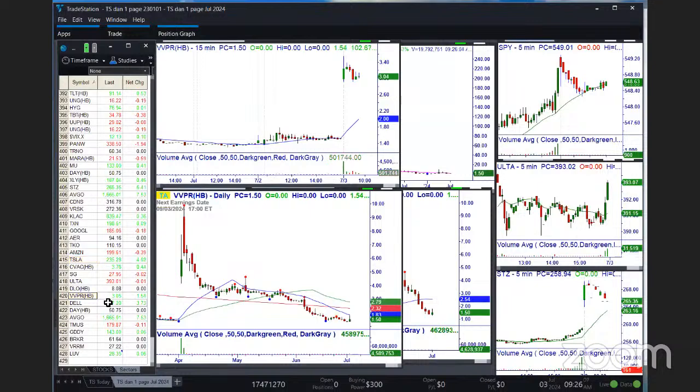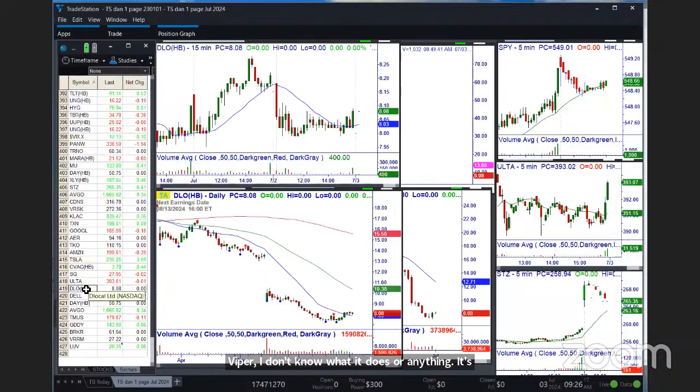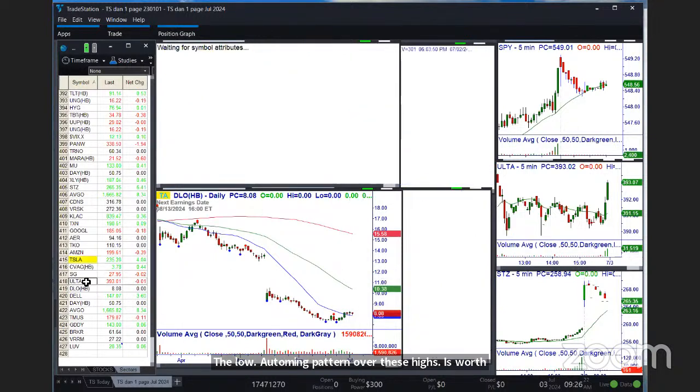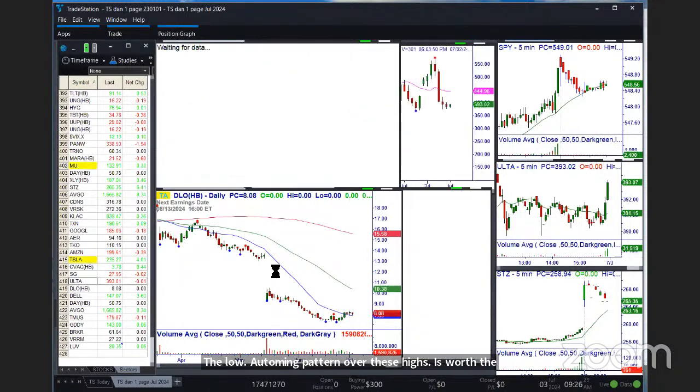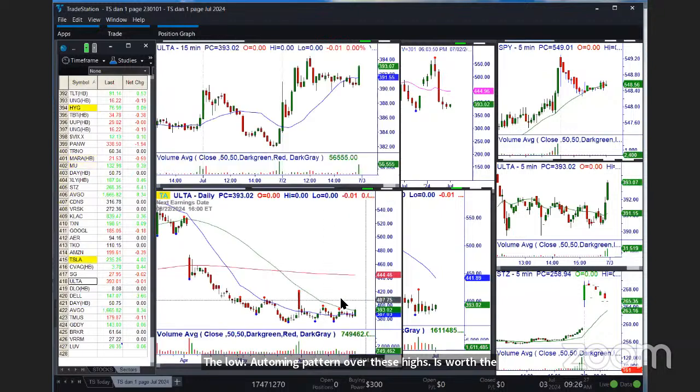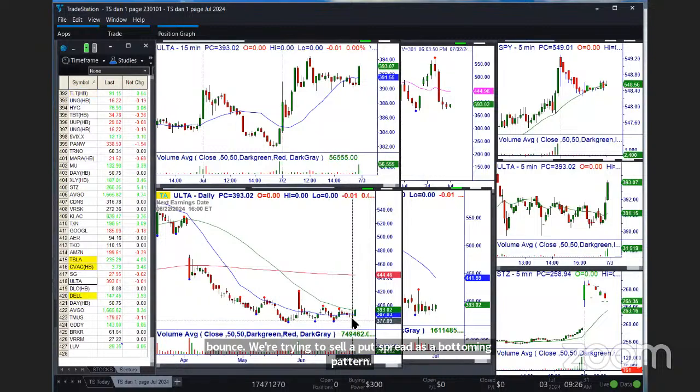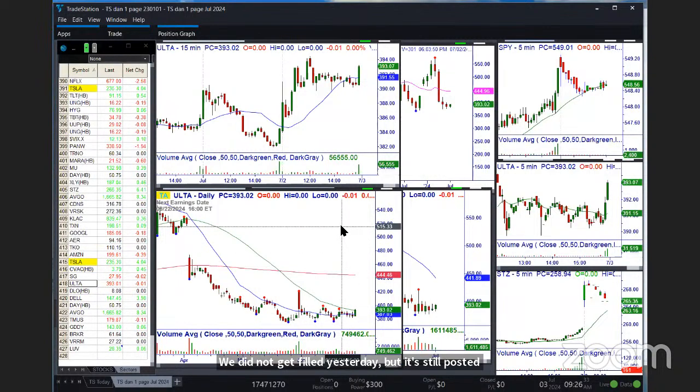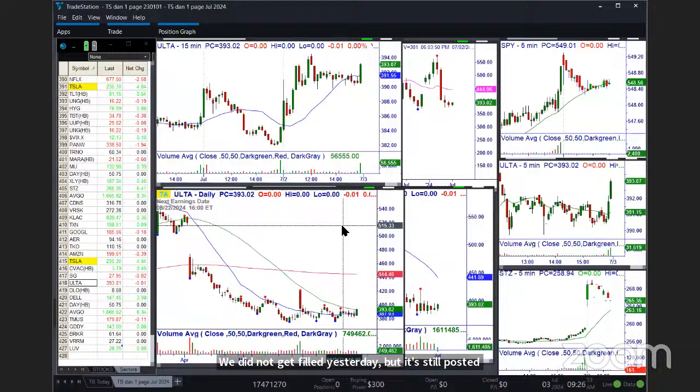Viper, I just saw Captain up. I don't know what it does or anything, but it's sloppy. The low bottoming pattern over these highs is worth a bounce. Alta, we're trying to sell a put spread as a bottoming pattern. We did not get filled yesterday, but it's still posted and valid. But I'm also going to keep my eye on this as a directional.